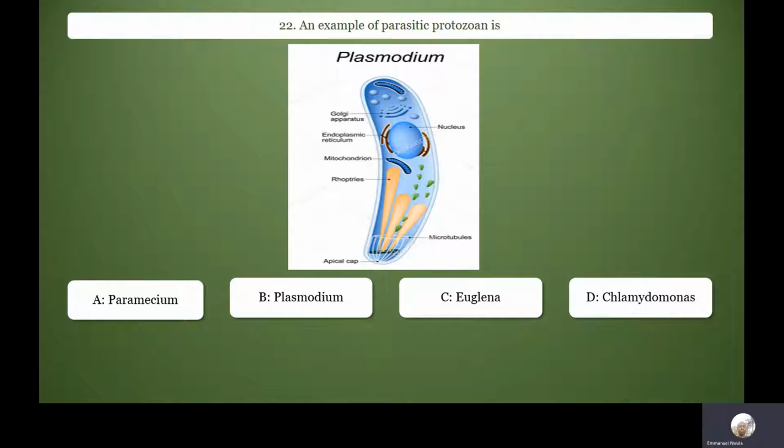An example of parasitic protozoan is Plasmodium. The Plasmodium parasite is what causes malaria. Okay, that's what causes malaria, Plasmodium. So the correct option here is Plasmodium.